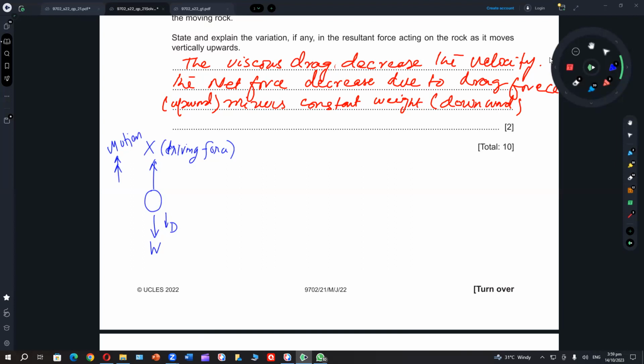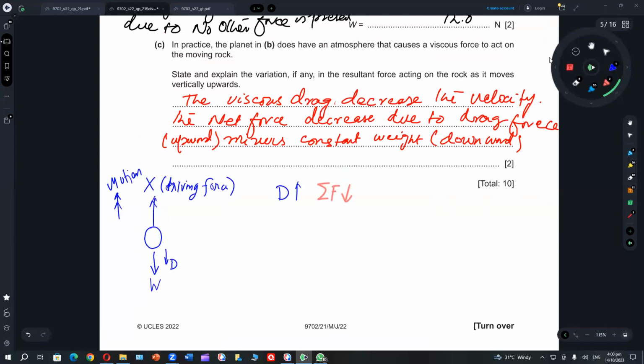As the object is going upward, the weight is constant, but the viscous drag will increase as velocity increases. If viscous drag increases, the resultant force decreases. Now this is the working. So you can copy this working.